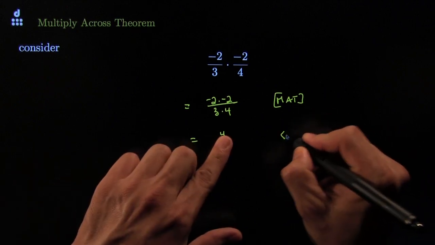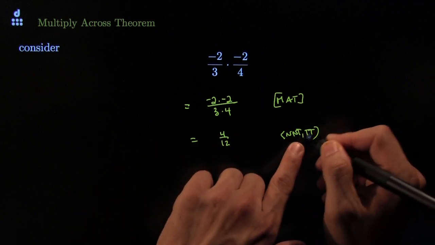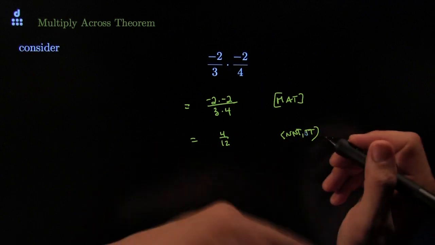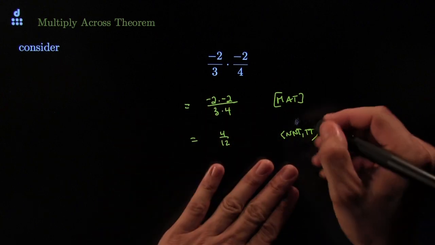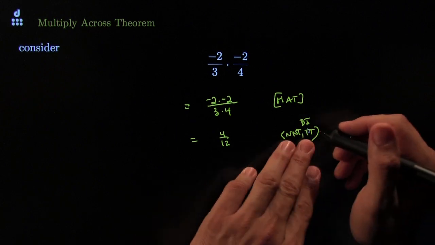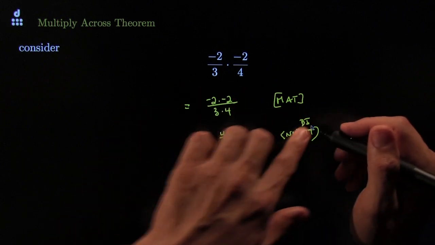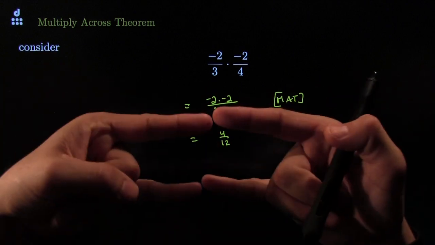The top was by the negative times negative theorem and the bottom was by times table. But these things, we focused on them the first couple of weeks of class. We can assume that you know them already, or if you're comfortable with them already, you can just say by inspection. It means I feel really comfortable with it. We've already proven it many times. These are really easy steps. There you go. Multiply across theorem.